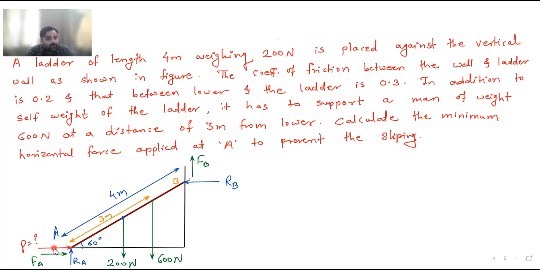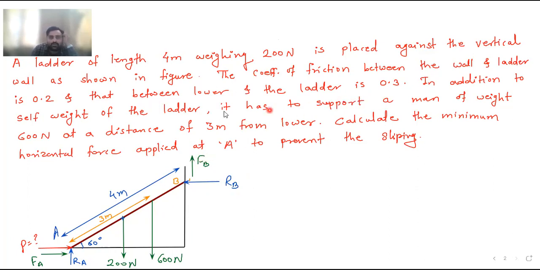But no, actually there are 3 unknowns. Those unknowns are RB, RA, and P. Why am I saying that FA and FB are not unknown? Because once you know the value of RB, you can calculate the value of FB.